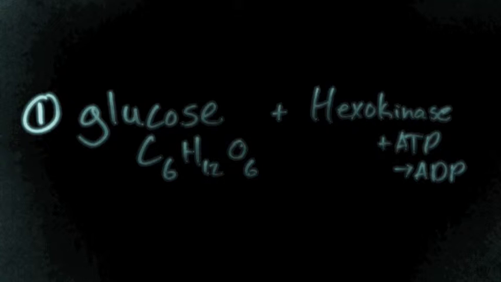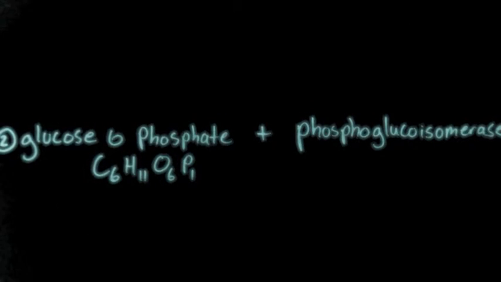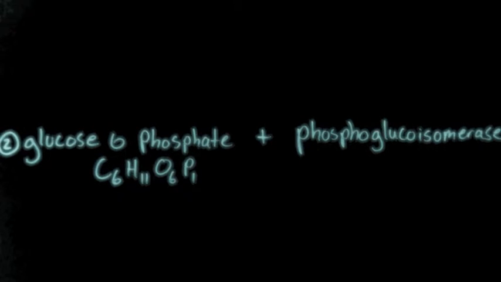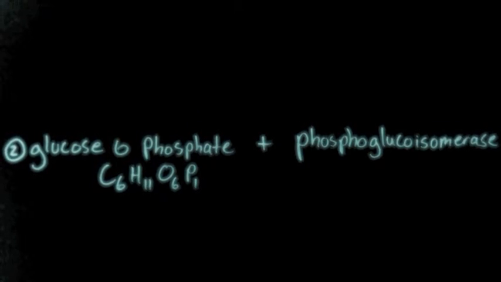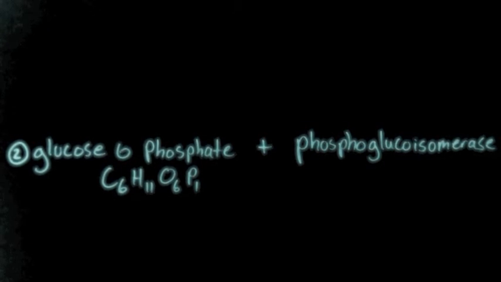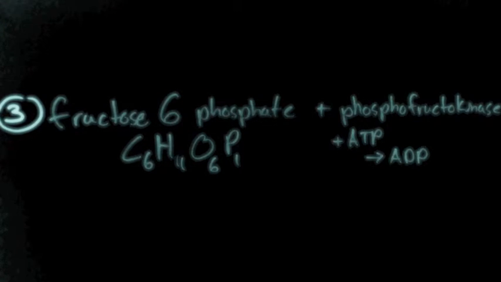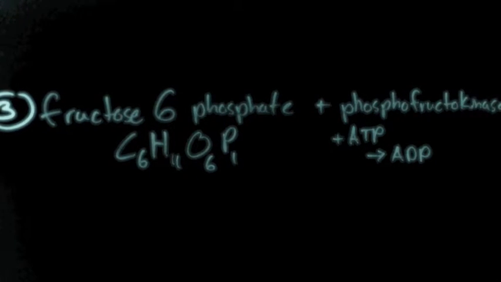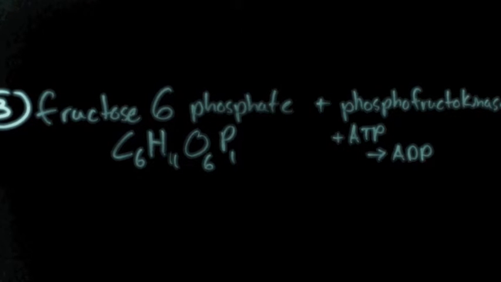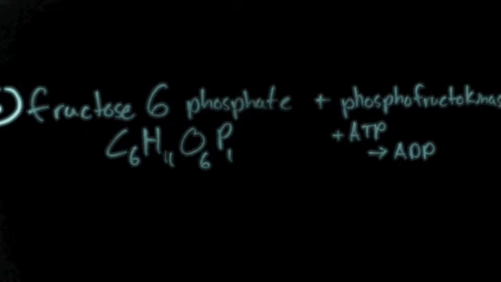6-phosphate. In the second step, phosphoglucoisomerase is added to the molecule glucose 6-phosphate and converts it into its isomer, fructose 6-phosphate. Step 3. Fructose 6-phosphate gains another phosphate by the use of an ATP molecule and the enzyme phosphofructokinase. This creates ADP and fructose 1,6-biphosphate.